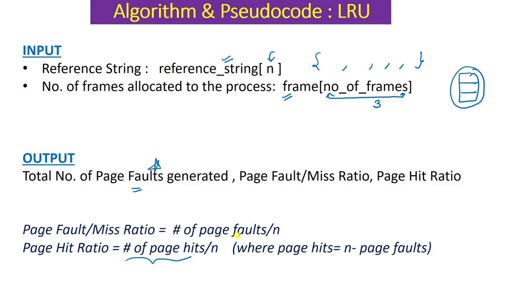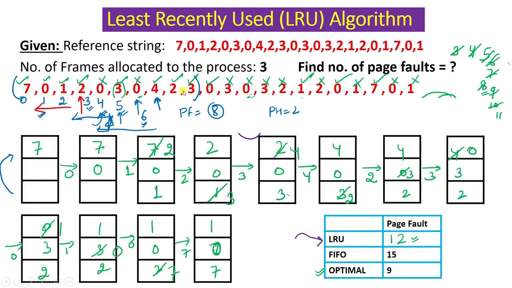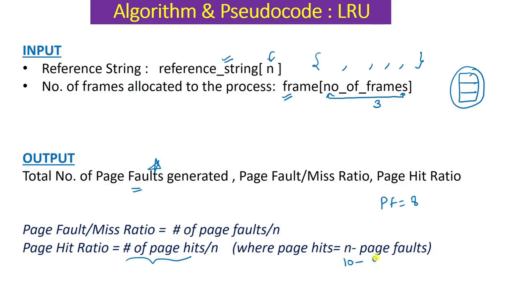So if you are given page faults and you are given n, you can find the page hits via n minus page faults. Okay, so let's say for our example, we got how many page faults? We got 8, and the total length of the reference string was 10. So out of 10, 8 were page faults, so total page hits were 2.